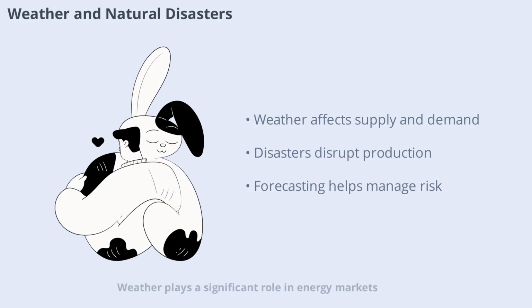Weather plays a significant role in energy markets. Hurricanes can damage oil rigs, while droughts can reduce hydroelectric power generation. Even routine seasonal changes affect demand for heating and cooling. Natural disasters can cause sudden supply shortages, leading to price spikes. Energy companies use advanced forecasting to prepare for these events and minimize their impact on supply and prices.